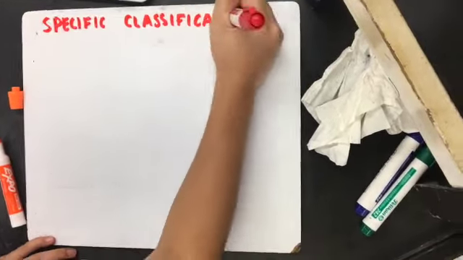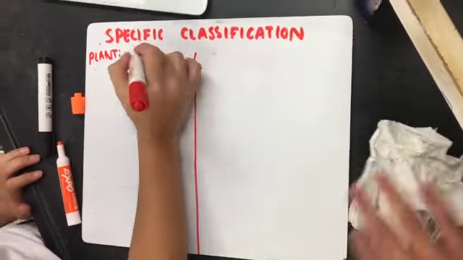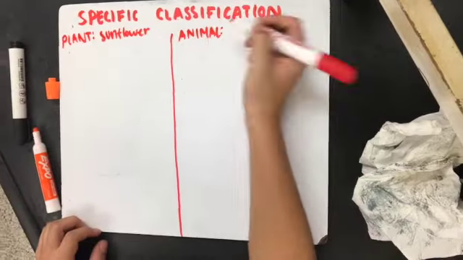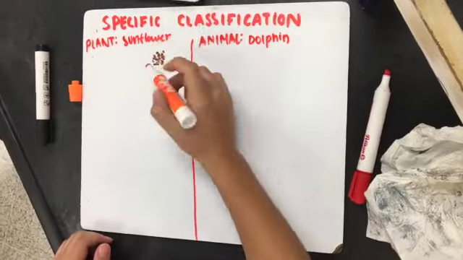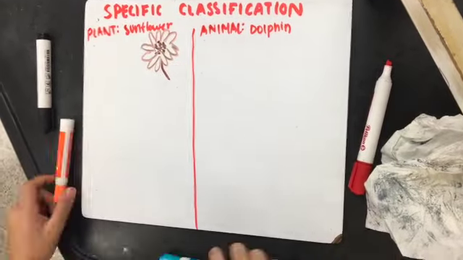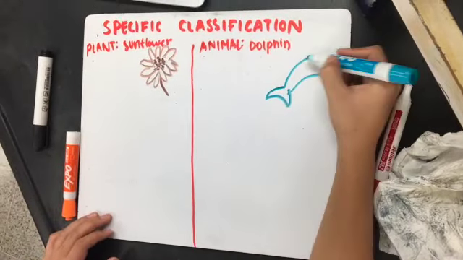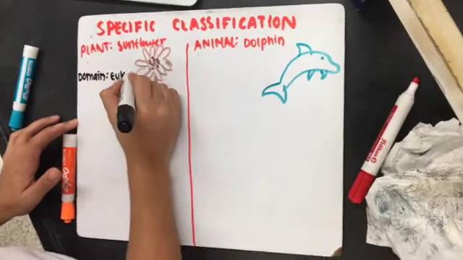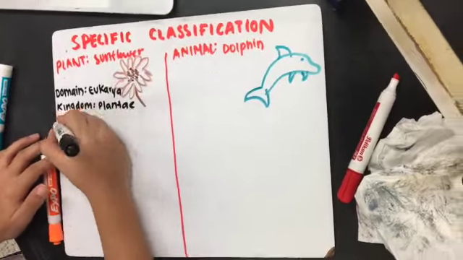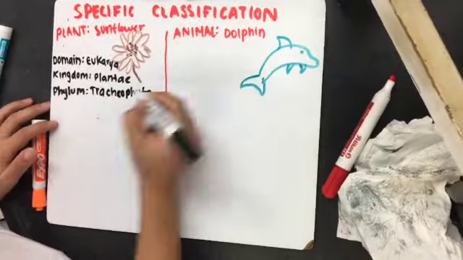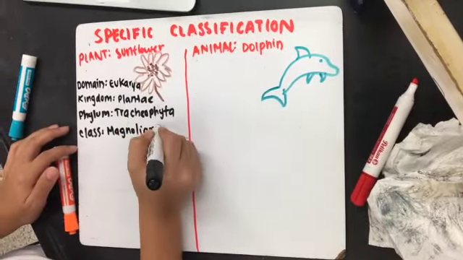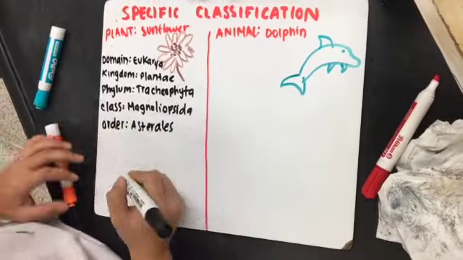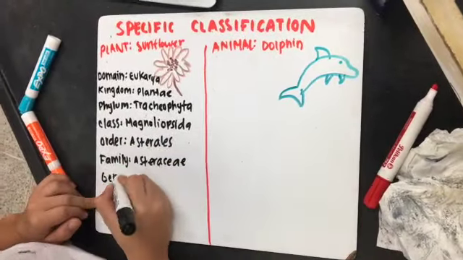Specific classification for specific animals and plants. Plant: sunflower. Domain: Eukarya. Kingdom: Plantae. Phylum: Tracheophyta. Class: Magnoliopsida. Order: Asterales. Family: Asteraceae. Genus: Helianthus. And species: annuus.